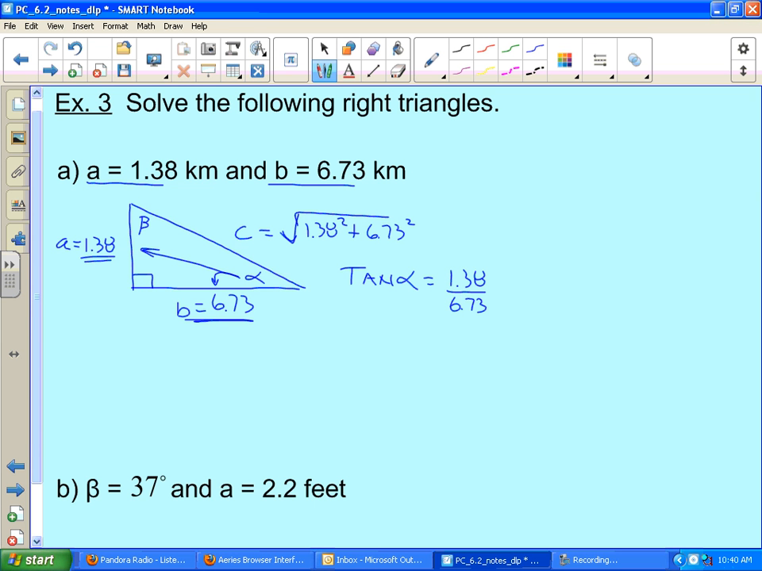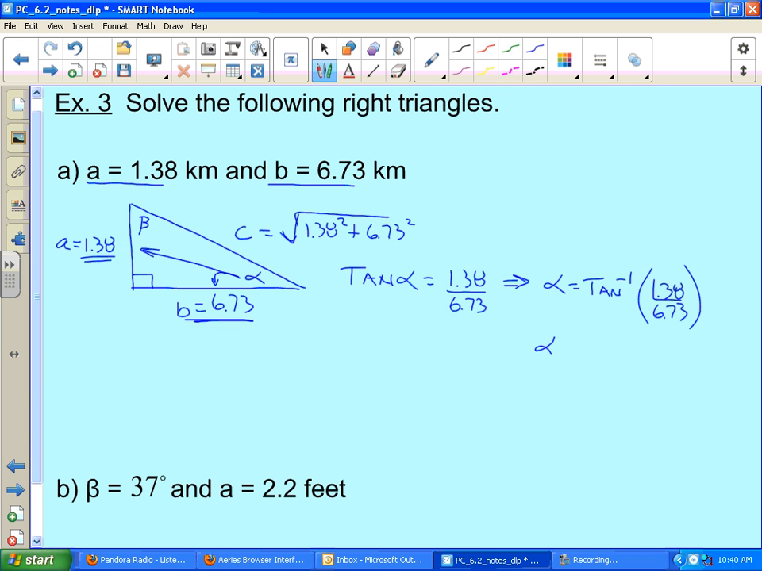Now, we just talked about a little while ago how we find these angles. We find the angles by using an inverse. So if I wanted to find alpha, I'm going to do the inverse tan of 1.38 over 6.73. That's how we find angles. And I'm in degree mode, even though it didn't specifically state which one we're supposed to be in. We're just going to work in degree mode.